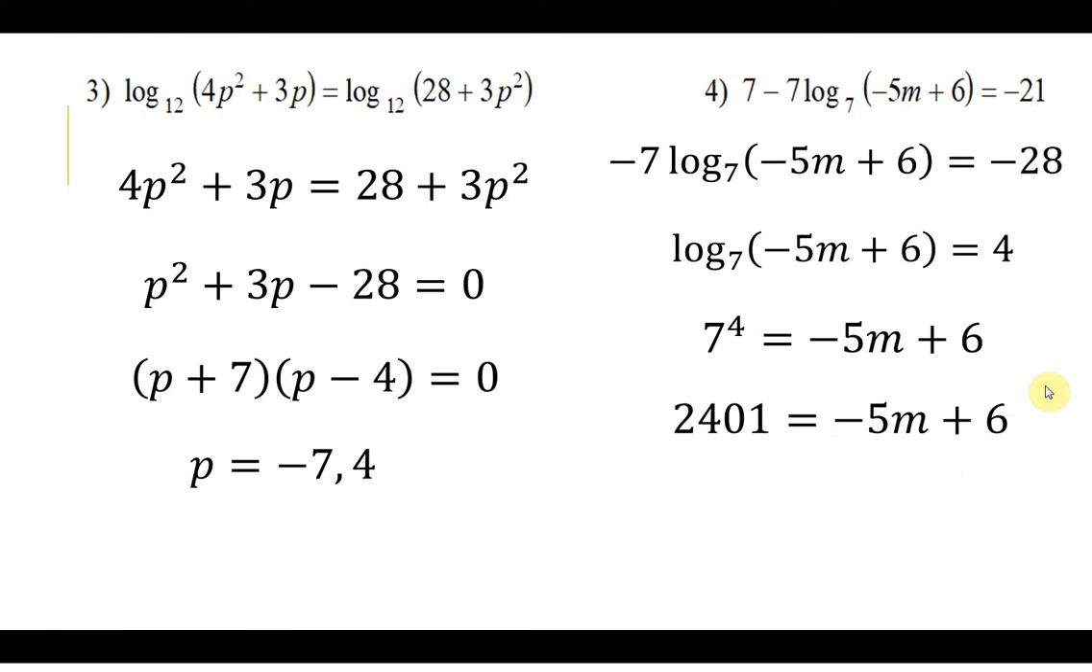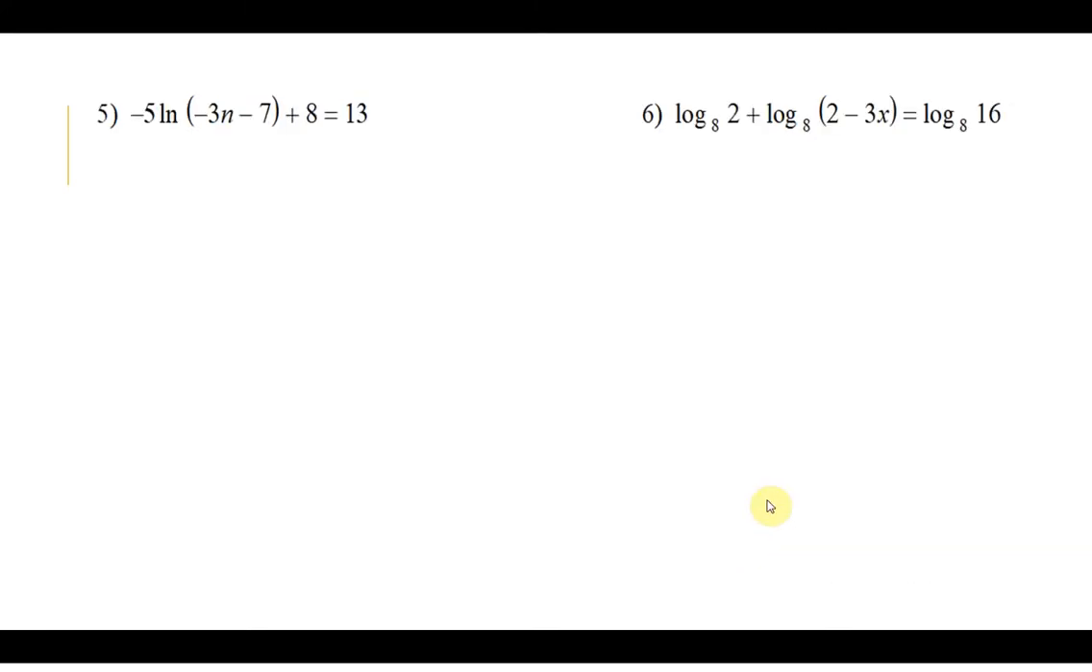7 to the 4th is 2,401. Subtract 6. Divide by -5. Again, once you get here, you're home free, because now we're back to a linear algebra equation that you guys know how to do with no problem whatsoever. Isolate. Subtract 8. Divide by -5. Now, ooh, there's no base on a natural log.